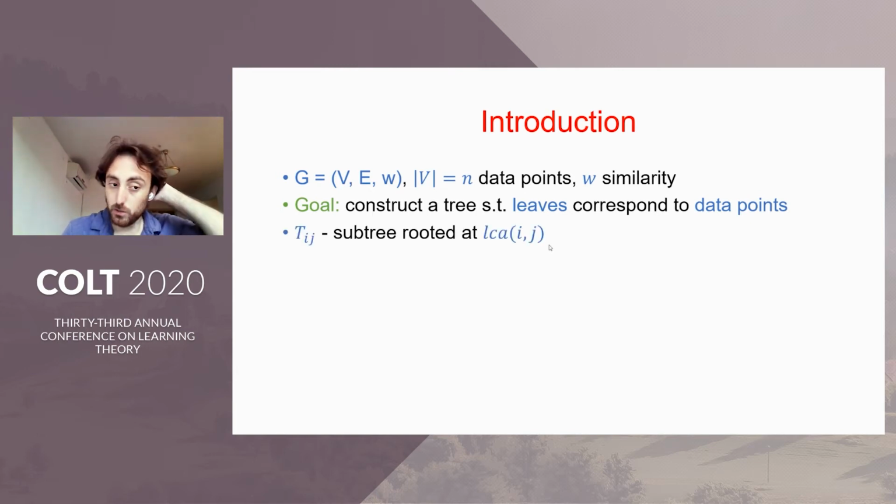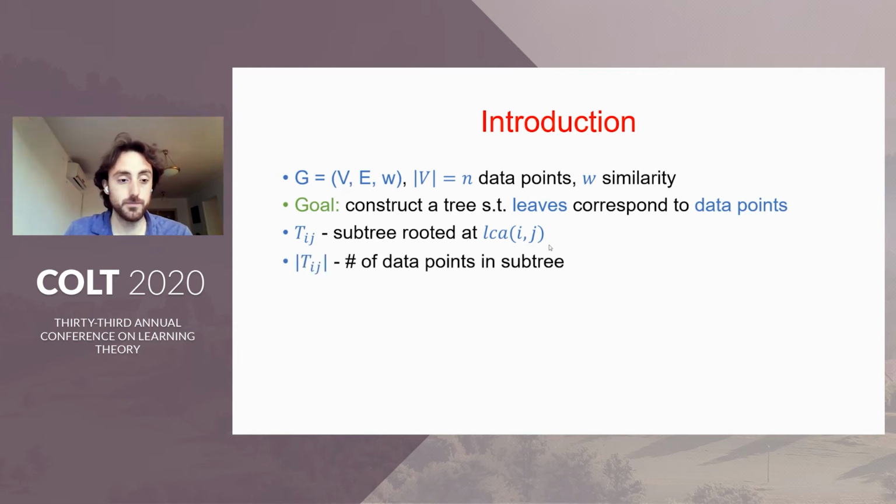Throughout this talk, we'll denote by Tij the subtree that is rooted at the LCA of i and j, for any two data points i and j, and given an HC tree T. And the size of Tij is not the size of the subtree, but actually the number of data points inside the subtree Tij.